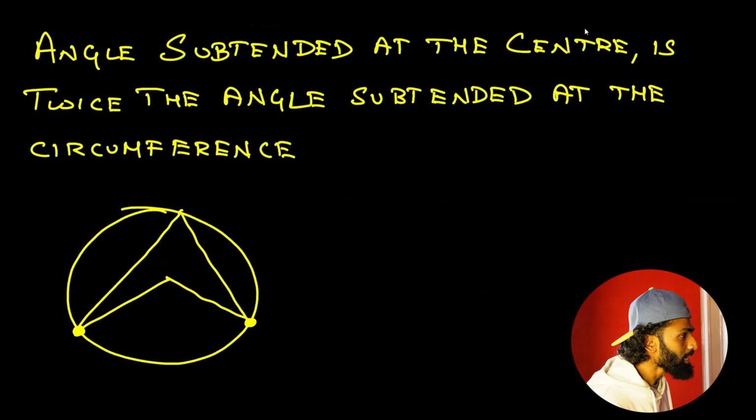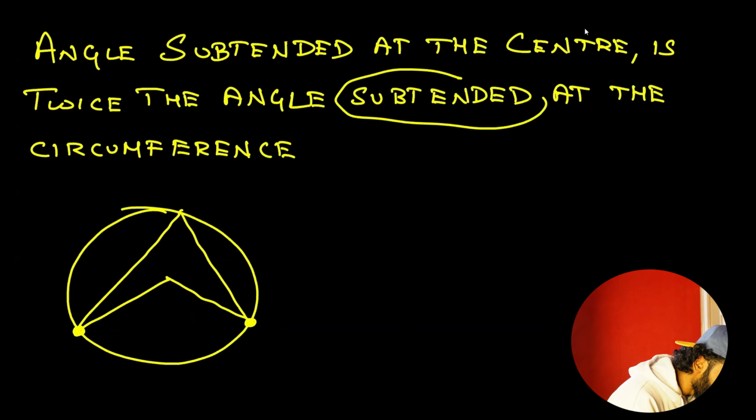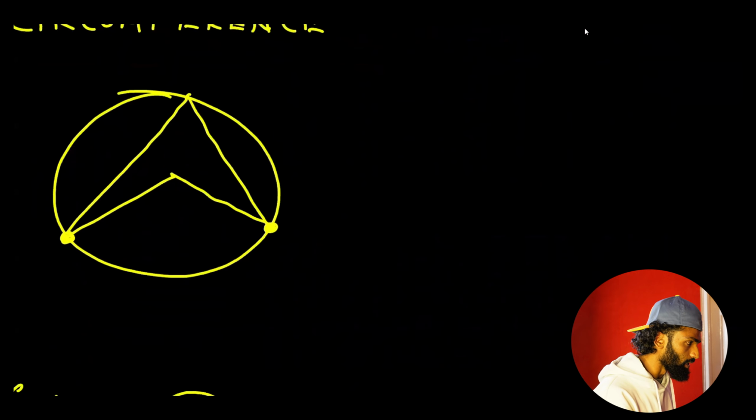Now, category 1, the first theorem goes like this. It says the angle subtended at the center is twice the angle subtended at the circumference. I'm pretty sure you guys are able to see the screen. Before I explain the theorem, what are the most important words? Subtended, it's important. Okay. Now, again, let's zoom into the circle a little bit.